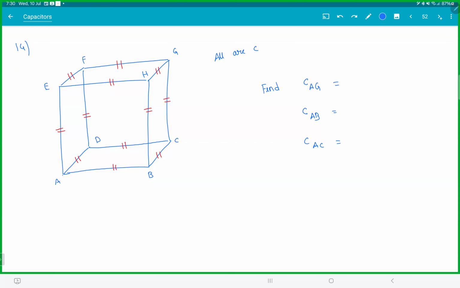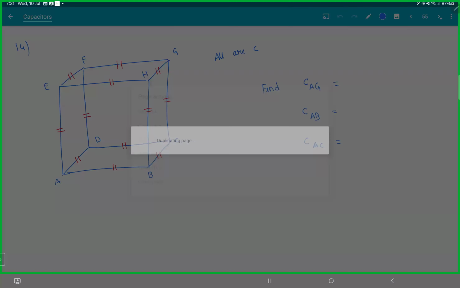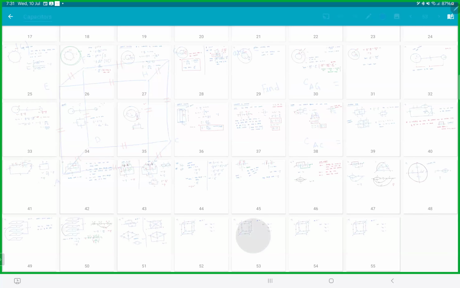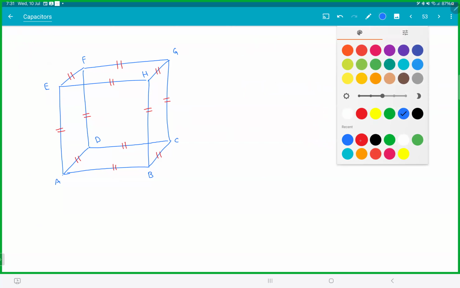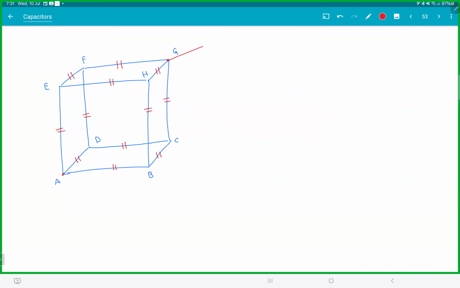If the battery is between A and G, 6C by 5, 9C by 2. Let's say I don't remember the answer actually.